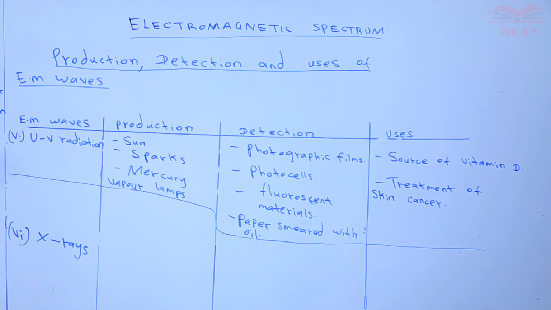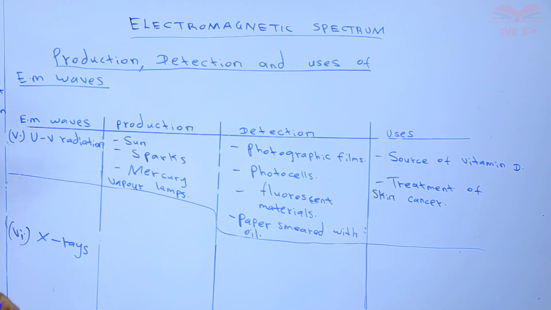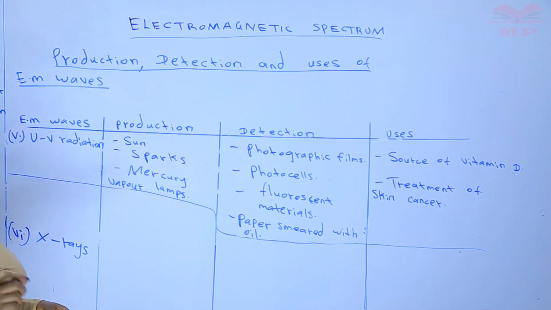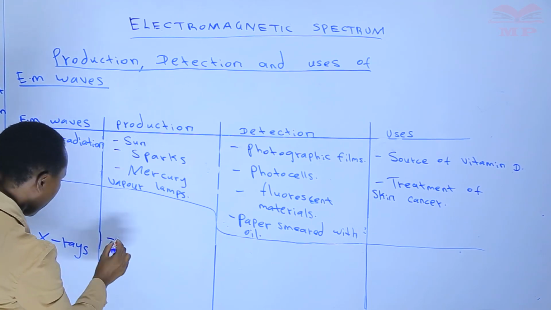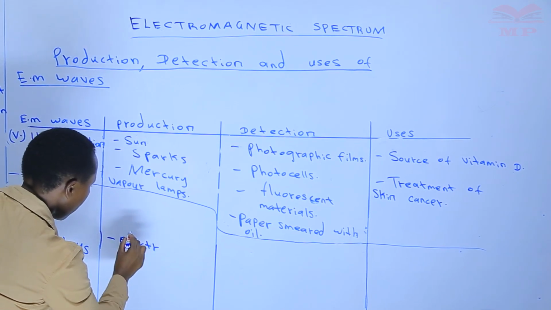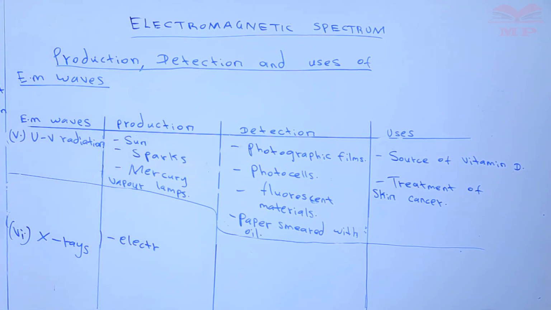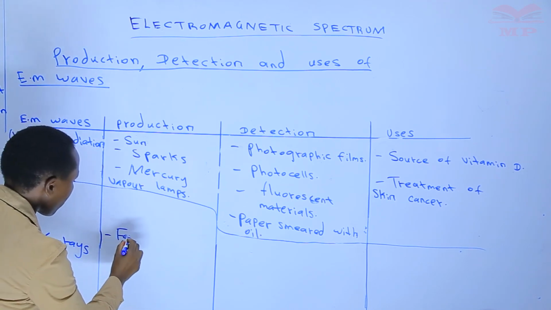Their nature was not yet known at the time they were being discovered, and that's why they were called X-rays, for unknown. How are the X-rays produced? X-rays are produced when fast-moving electrons suddenly hit a metal target.